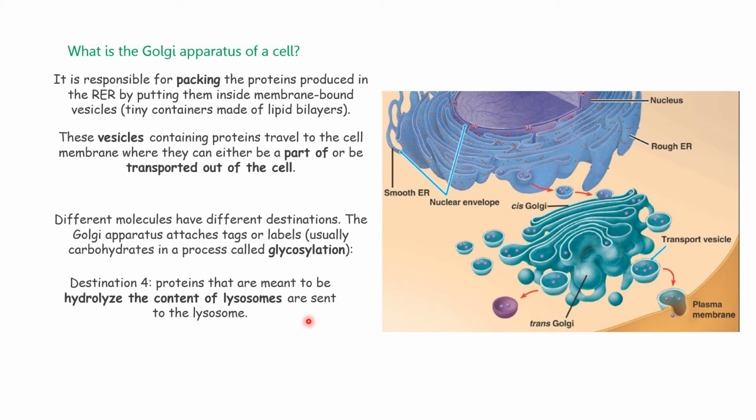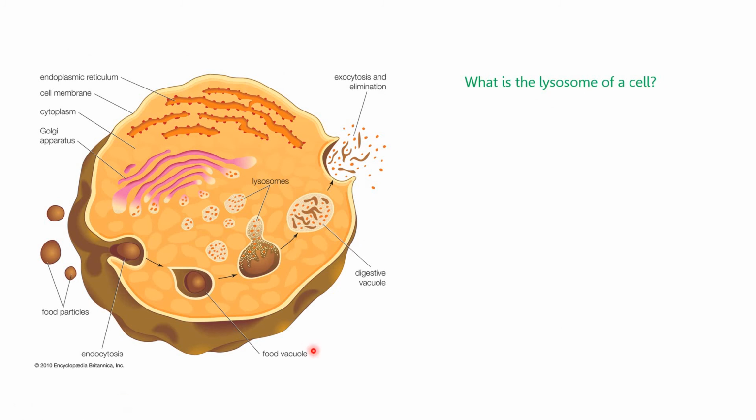Destination number 4, yung mga proteins naman that are meant to hydrolyze the content of lysosomes are sent to the lysosome. Yung mga proteins na nakarating sa Golgi Apparatus na meant para dun sa isang organelle called a lysosome, ipapadala sila sa lysosome. Later on, you'll know kung ano ibig sabihin ng lysosome. So, yeah. I hope that you are still keeping up. Okay, the next organelle is called a lysosome. So, we don't really need to discuss these kasi everything it does is the following.